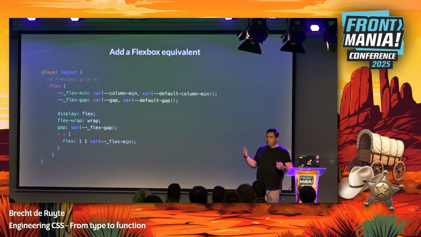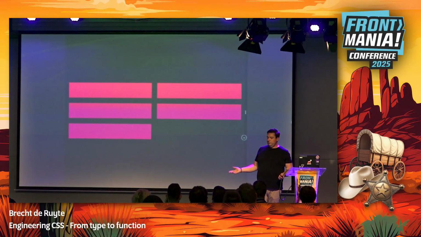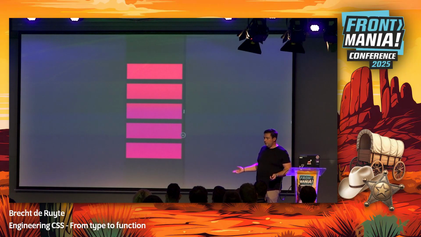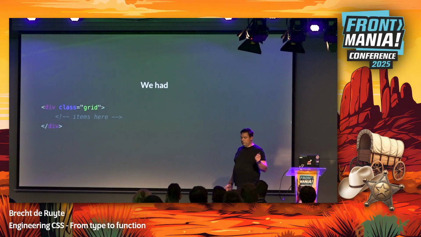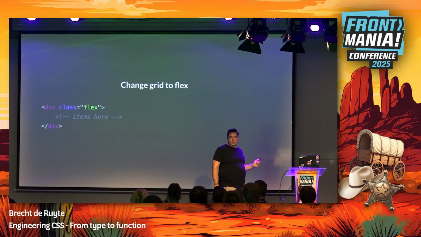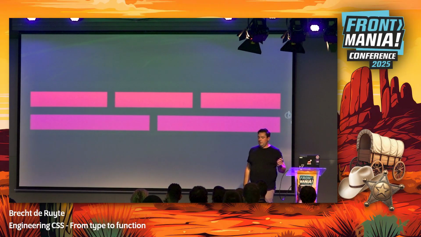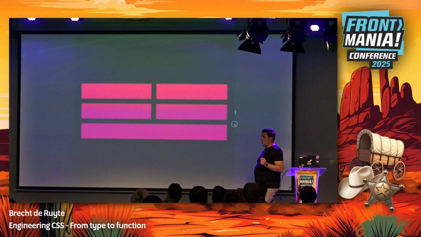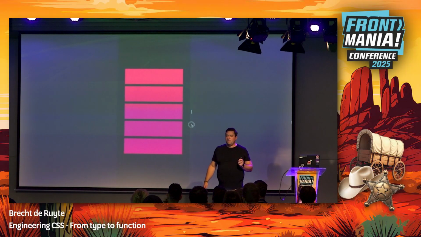If I would have my beautiful grid, which was like this, then the only thing I would have to do is change my div class grid to a div class flex, and then I would have something like this, where items stretch out over the width. That's all you need.